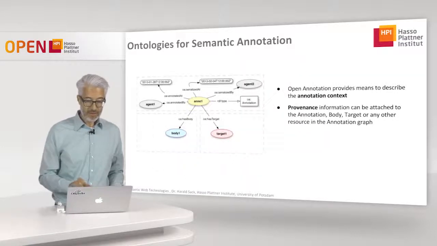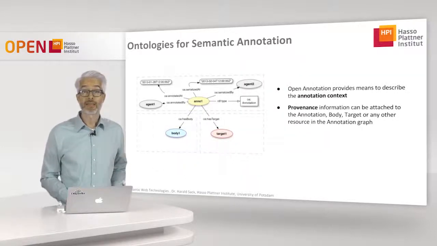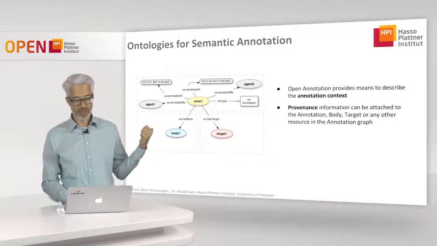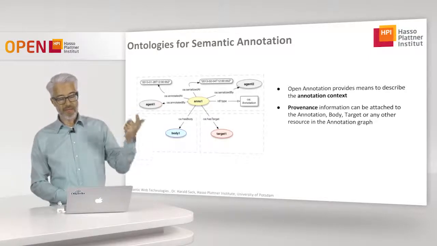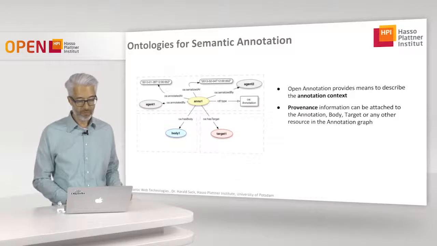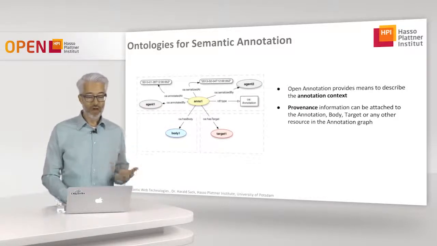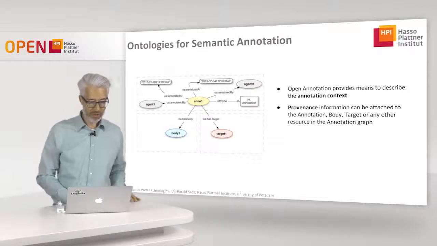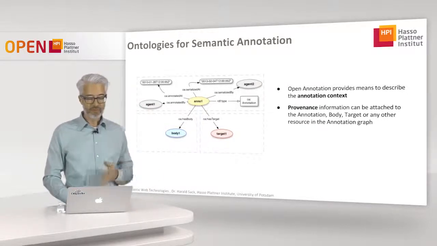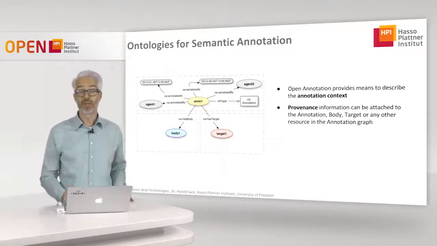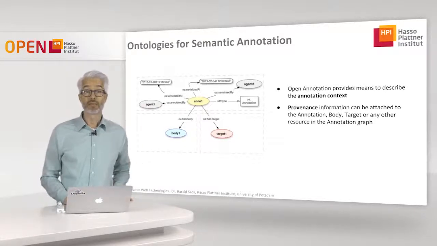So what else? Of course I can also annotate the context of that. So I can give provenance information for all of these constituents. I can give provenance information, for example, for the annotation itself. I can give it for the body. I can give it for the target. And what I can do here, for example, I can say who provided that annotation. So I have here a vocabulary property which is called annotated by. And I can also give the time which says annotated at. So there are several variants that you can look up in the standard.